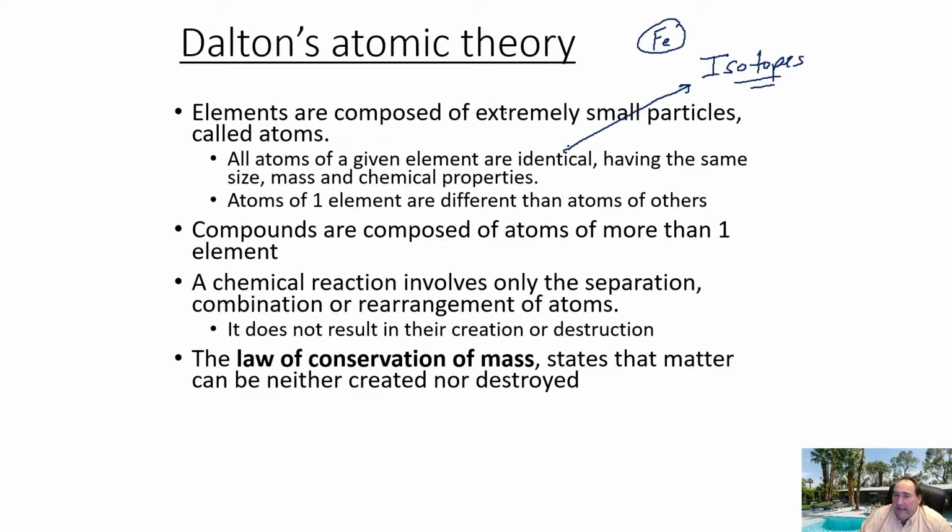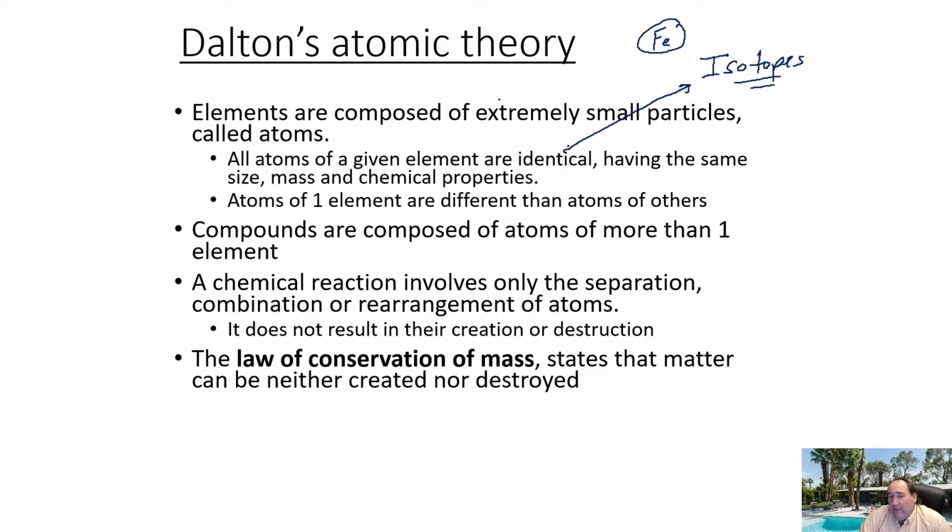basically disproves that idea. And isotopes, as we'll talk about a little bit later on this chapter, is basically the same element, but they have different masses. So clearly, if they are the same element, but they have different masses, those atoms cannot be identical. There has to be something different about them to give them different masses. So that's not so correct.